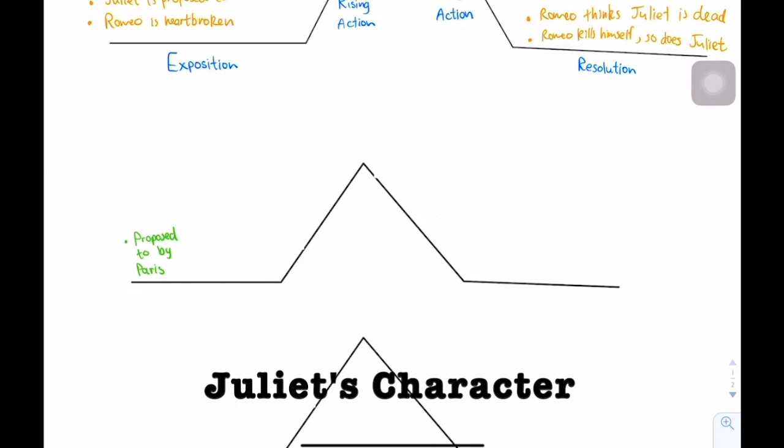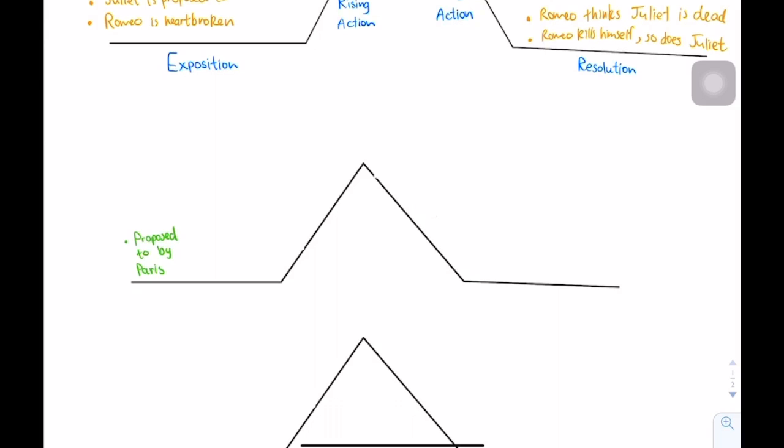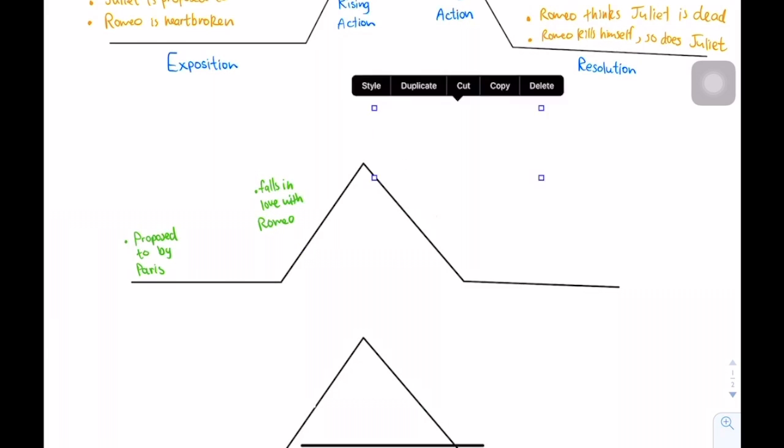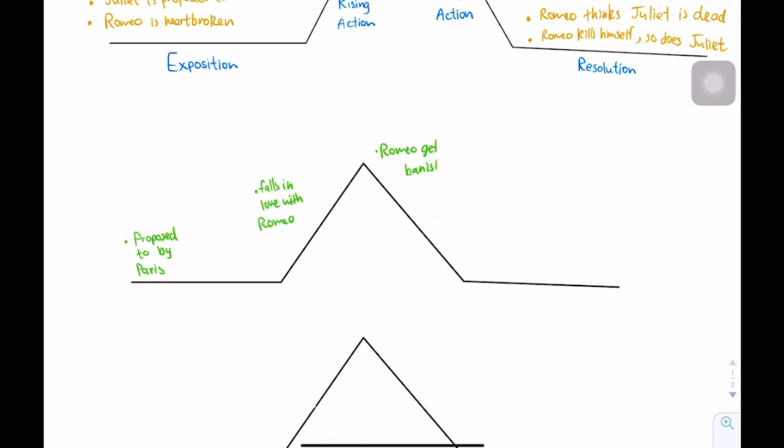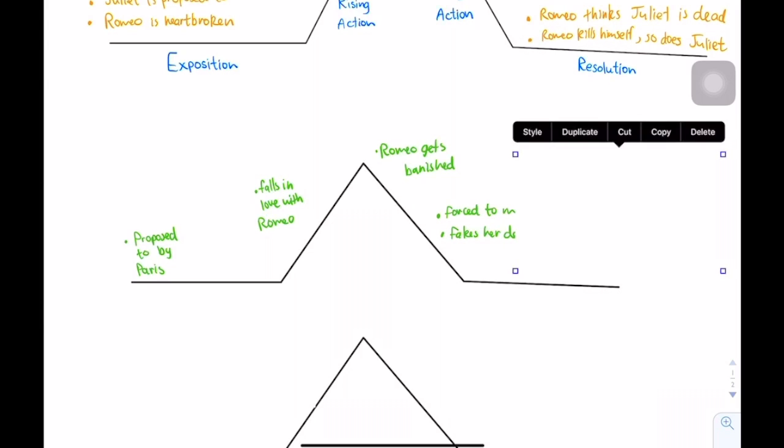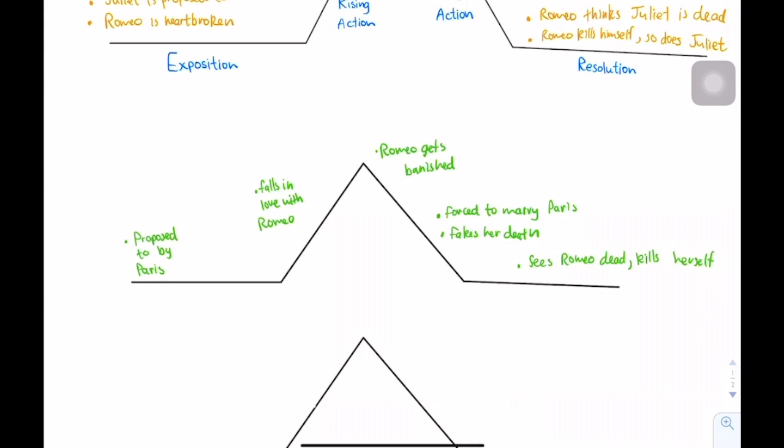So Juliet at the beginning, she's proposed to by Paris, right? Well, we know that doesn't really work out by the title of the play. But then what happens? The rising action, she falls in love with Romeo. And then what happens? Romeo, he gets banished. And then what happens? Well, she's forced to marry Paris, and then with the plan with Friar Lawrence, she fakes her death. But then, as we discussed earlier, Romeo doesn't know that. He goes to where she's laid to rest. He kills himself, and then she kills herself.